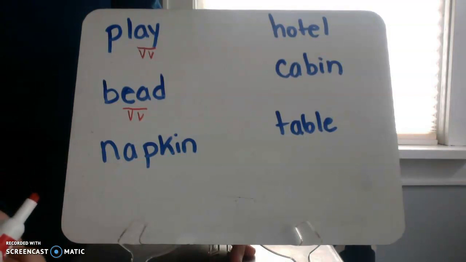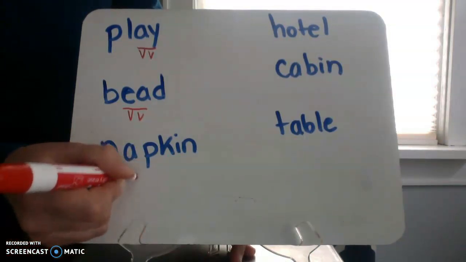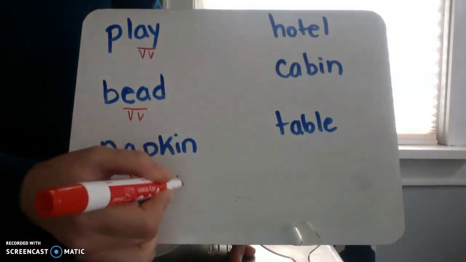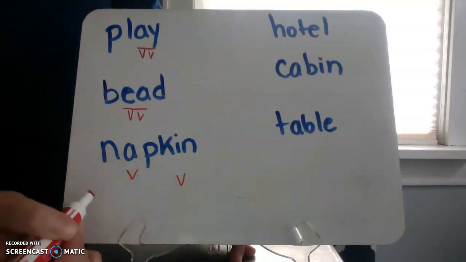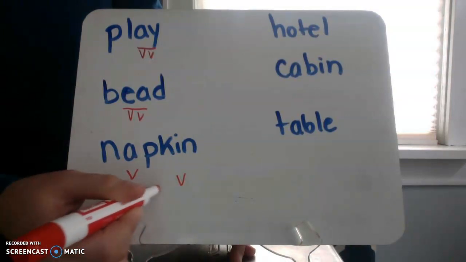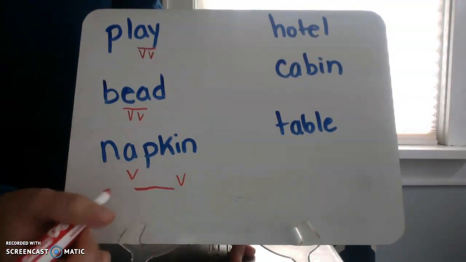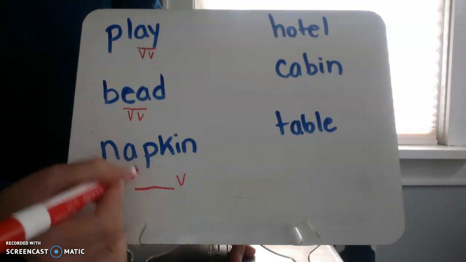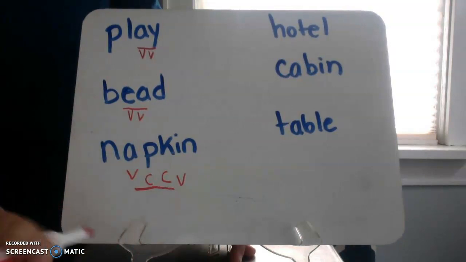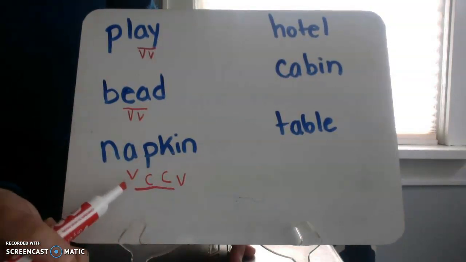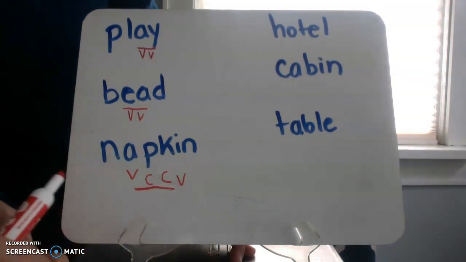Let's move on to the next word. Step one, find your vowel. I see A is my vowel and I see I is my other vowel. When there are two vowels in a word, boys and girls, we have to make a bridge and look inside the vowel. And inside my vowels, I see two consonants. Now we notice our VCCV pattern.